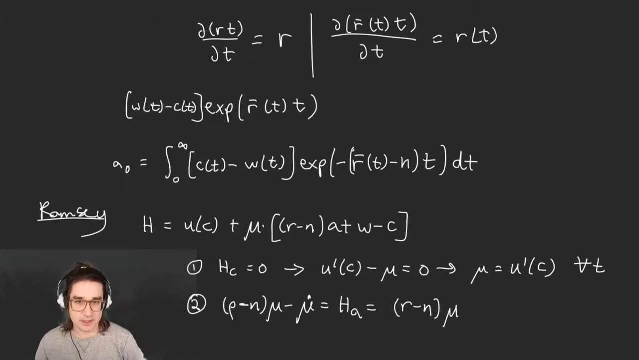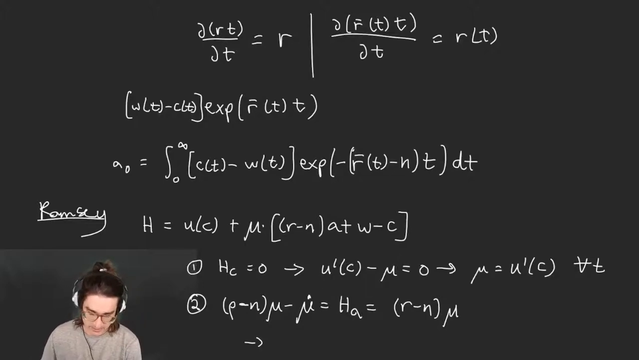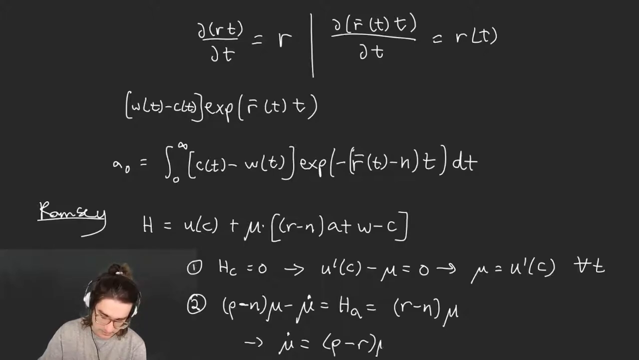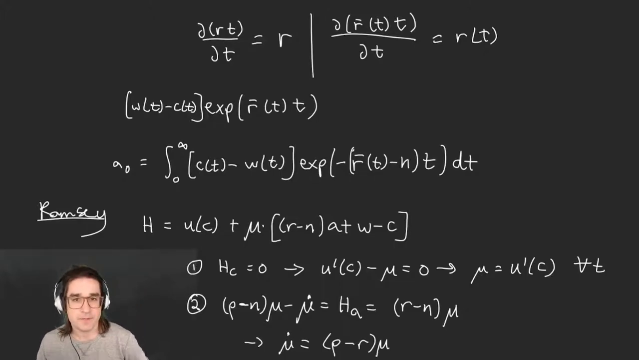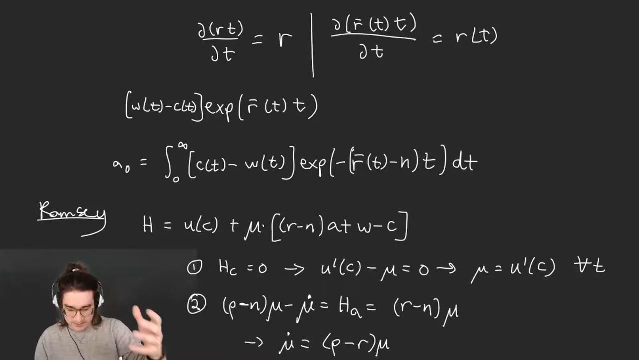And so in that case, you see this dynamic where the n times mu will cancel. There's one on each side. And so then you just get mu dot is equal to rho minus r times mu. So those are these two conditions.